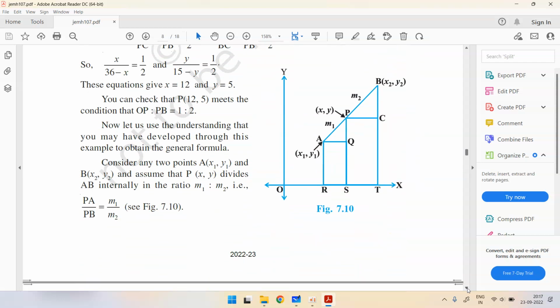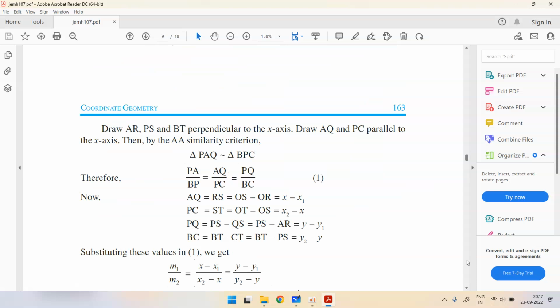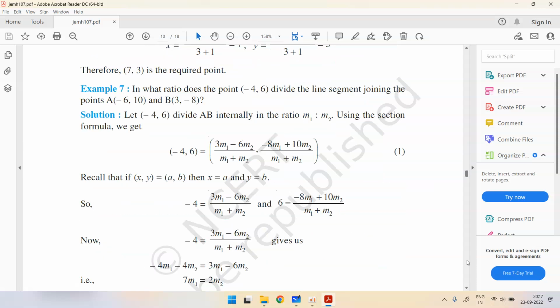The section formula is this: a point (x, y) divides the line joining two points (x1, y1) and (x2, y2) in the ratio m1 is to m2. Then the coordinate x will be equal to (m1 x2 + m2 x1) by (m1 + m2), and the coordinate y will be equal to (m1 y2 + m2 y1) by (m1 + m2). This was the section formula. Now I'm directly jumping to the examples.